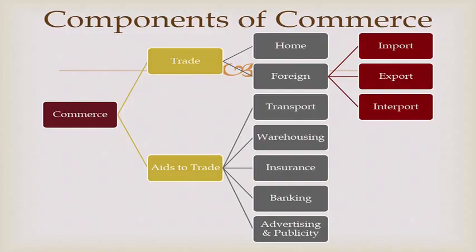And now we will see there are two branches of commerce: trade and aids to trade. First we will discuss what is trade. Trade includes the activities of buying and selling and, indirectly, the flow of goods from the hands of the seller to the hands of buyers. And trade may be of two types, home trade and foreign trade.